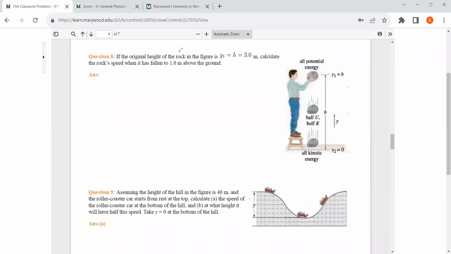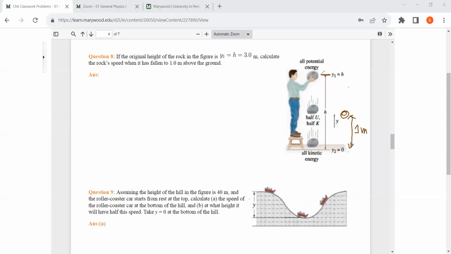All right, so here it looks like the original height of the rock in the figure is 3 meter. So at this point, this is the original height of this rock. We have to calculate the rock's speed when it has fallen to somewhere here, when the height from the ground is 1 meter. All right, so how to solve this problem?